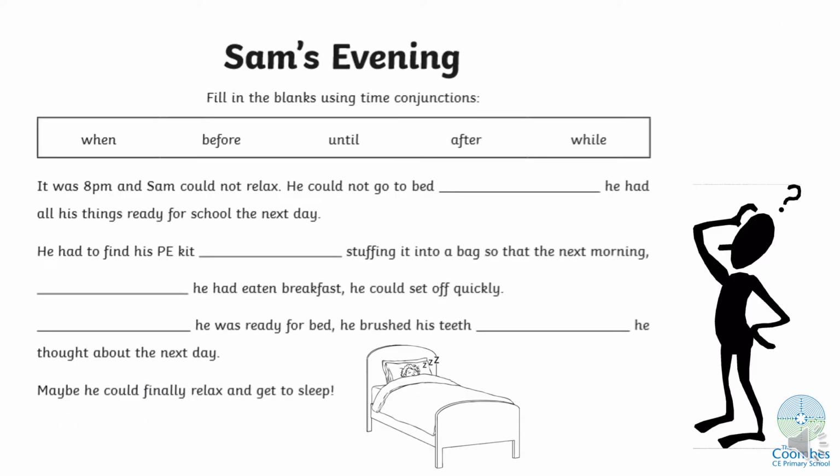I want you to have a little look at this page here. There's some writing and there are some missing words. All of the missing words are time conjunctions, which are listed at the top there for you: when, before, until, after and while. I want you to pause the video while you read this through and decide which time conjunction goes in which space. You don't have to write this down. You can just have a think about it and decide, and we'll go through the answers in a moment.